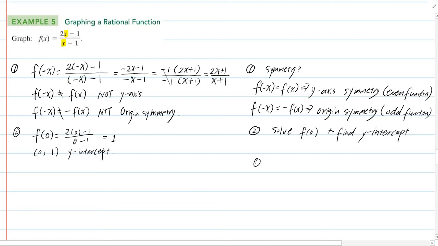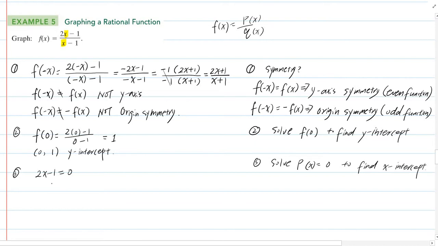Okay, step 3. Solve p of x equals 0 to find the x-intercept. What is p of x? It's basically just your numerator. So at the beginning, we had something like this for rational functions. My numerator in this case will be 2x minus 1. Set it to 0, and then you're going to find x equals 1/2. So we can rewrite this as (1/2, 0) is your x-intercept.